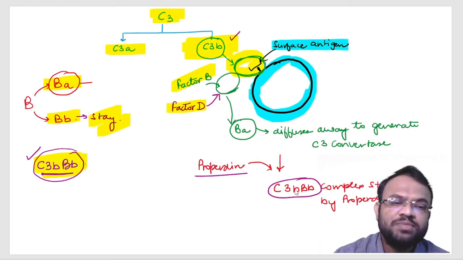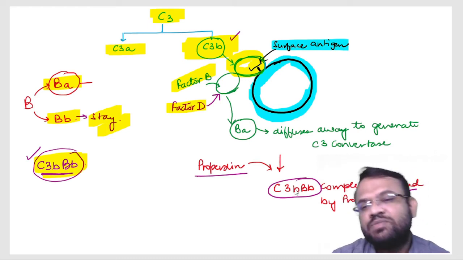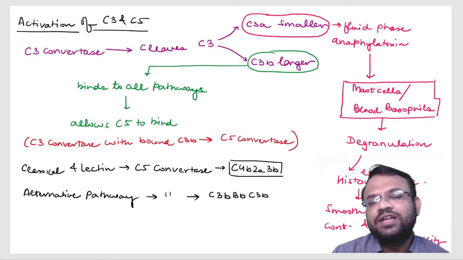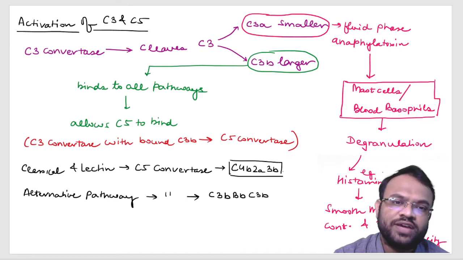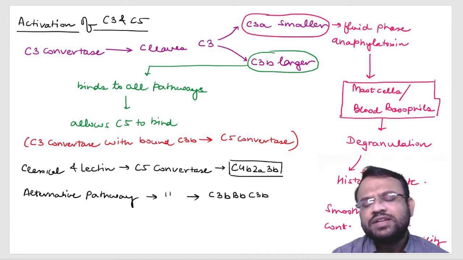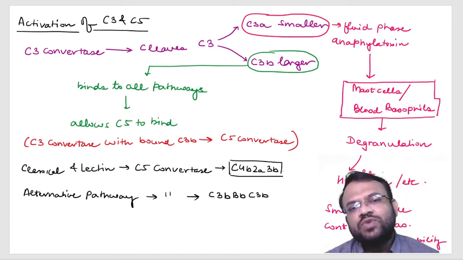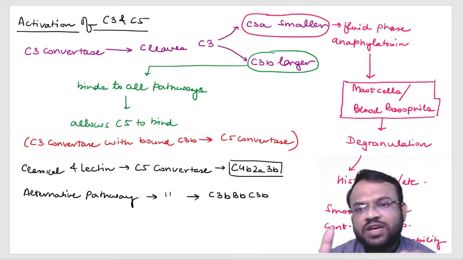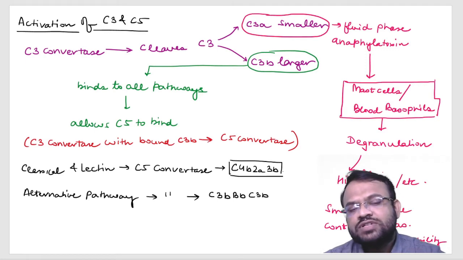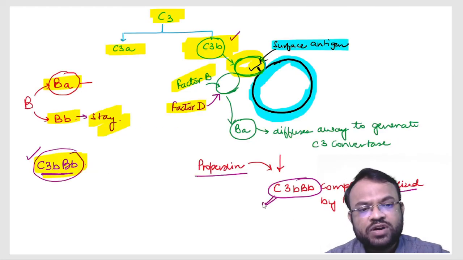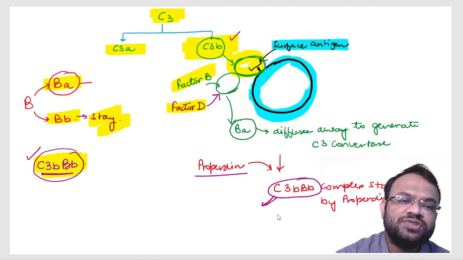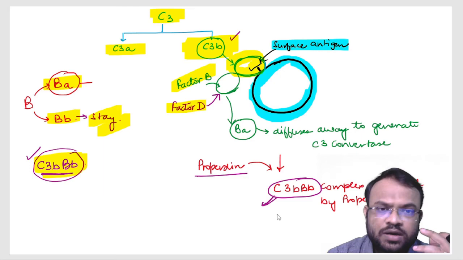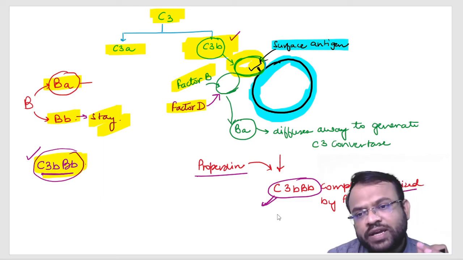Okay, so this C3b,Bb complex is stabilized by properdin. Now let us come on to the activation of C3 and C5. Understand this, in all the pathways that we have learned, just before this we have ended the alternative pathway. This is where the alternative pathway ends: the C3b,Bb is stabilized by properdin.